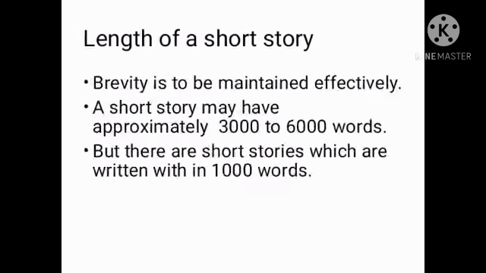As brevity is the soul of wit, a short story may have approximately 3,000 to 6,000 words. But there are short stories which are written within 1,000 words. It is to be noted that if brevity is to be maintained effectively, the writer must have absolute mastery over language and complete control over situations. The short story should be so compact that not even a single word can be added to or deleted from it without disrupting the smooth flow of narration.